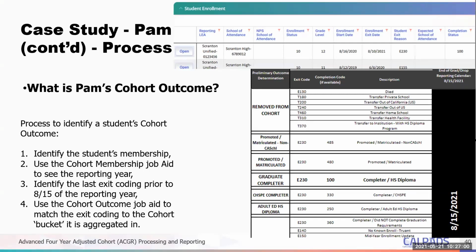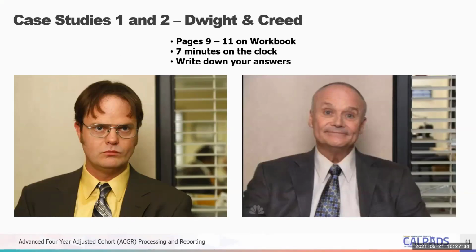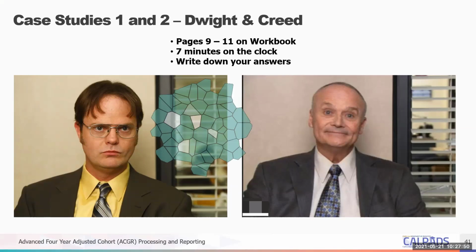But what? Your first case study is Dwight. He is located on page 9 of your workbook. Creed is on page 10. And I just want you to write down your answers. Get a Post-it note out, get a notebook out, whatever it is, write your answers down to the questions.